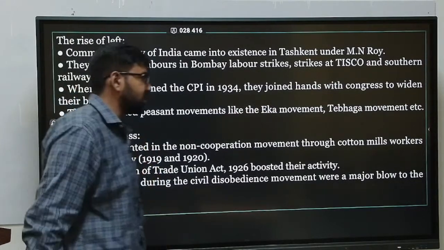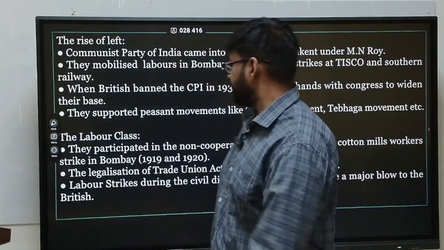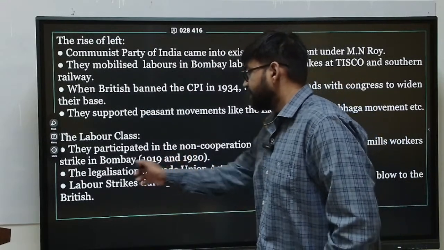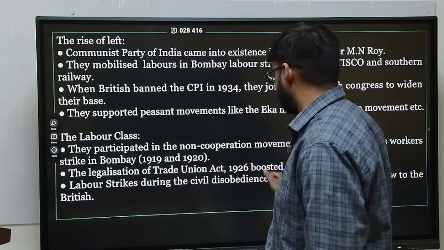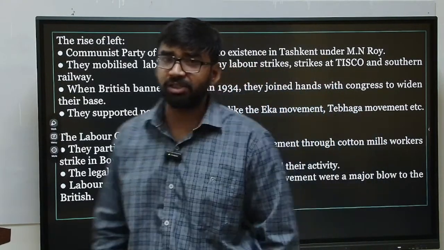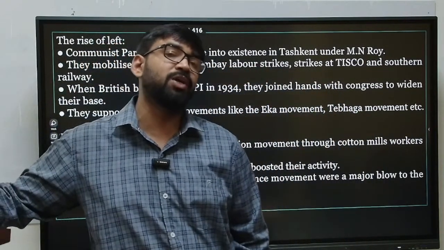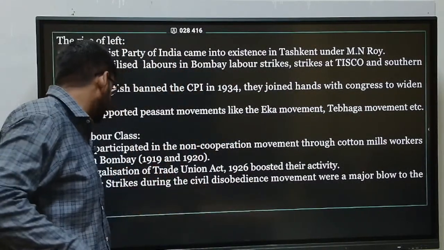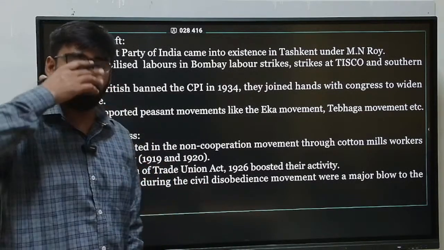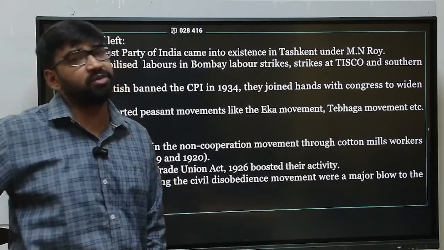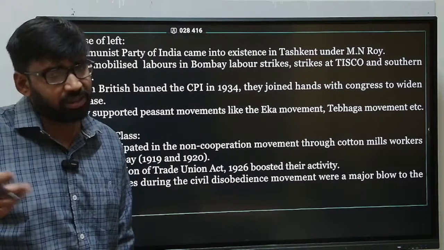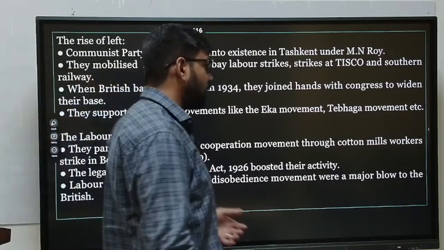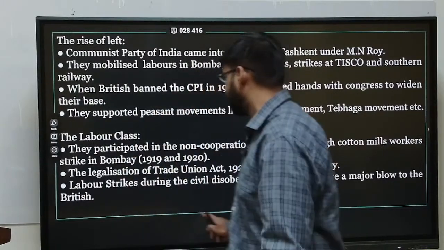Then the rise of the labor class. So the labor class also participated in the strikes of Bombay. Okay. Then legalization of the Trade Union Act of 1926. So in 1926, the Trade Union Act was legalized. This boosted labor activity also. So you can also see labor strikes during the civil disobedience movement, which was started by Mahatma Gandhi in 1930, and this was a major blow to the British.